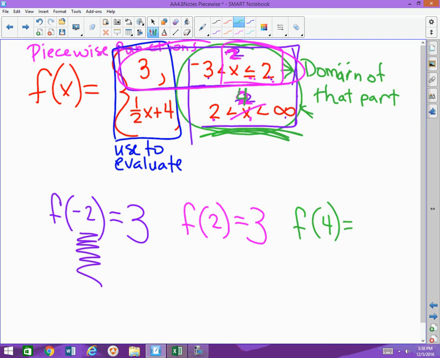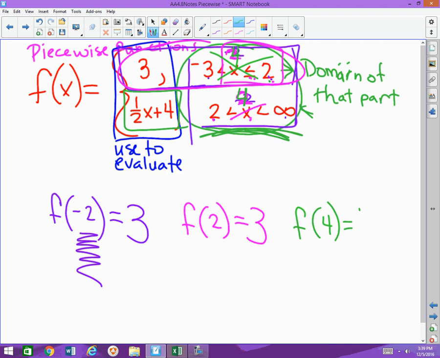Well, if 4 is here and 4 is there, is negative 3 less than 4? Yes. Is 4 less than or equal to 2? No. Does not fit that one. Is 2 less than 4? Yes. And is 4 less than infinity? Yes, it is. So, therefore, we are going to use this particular function.